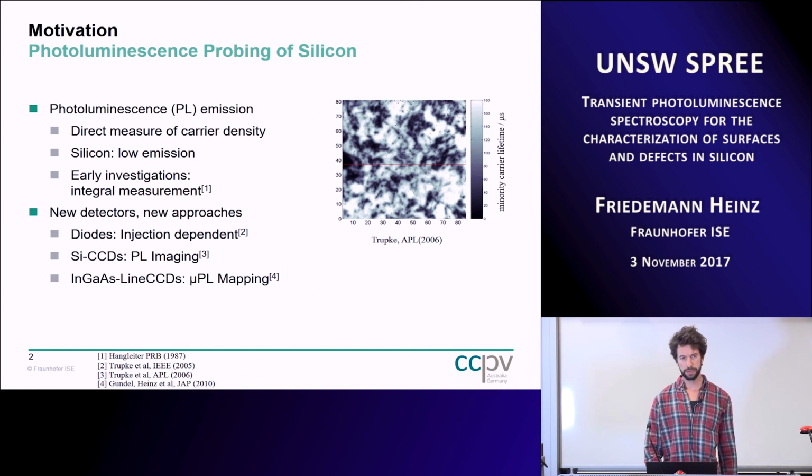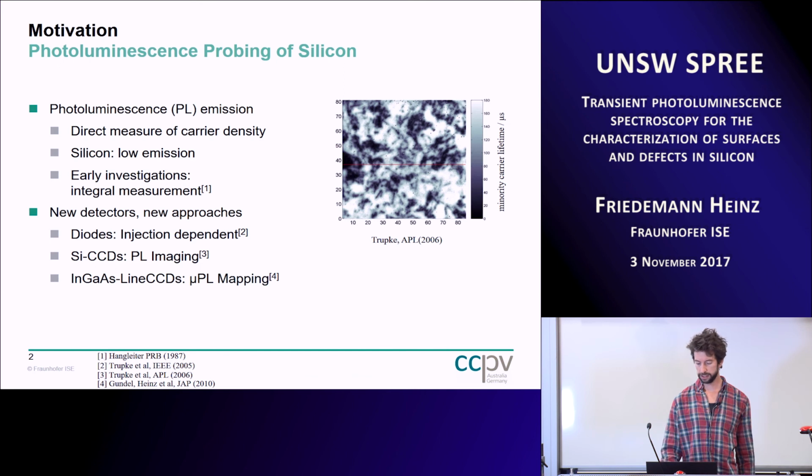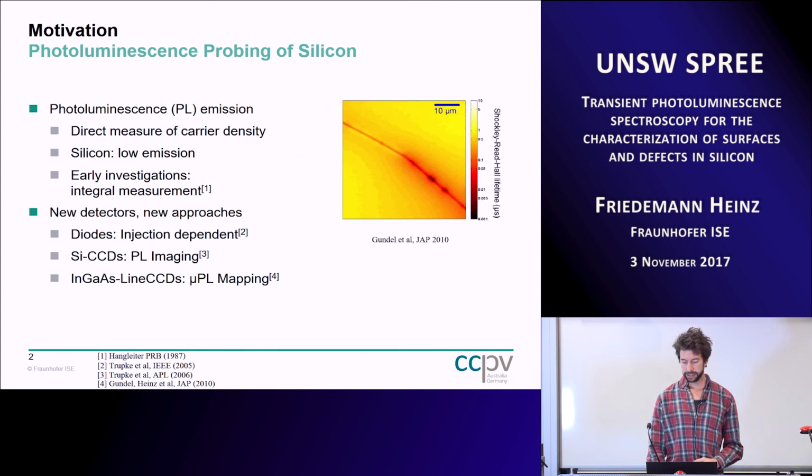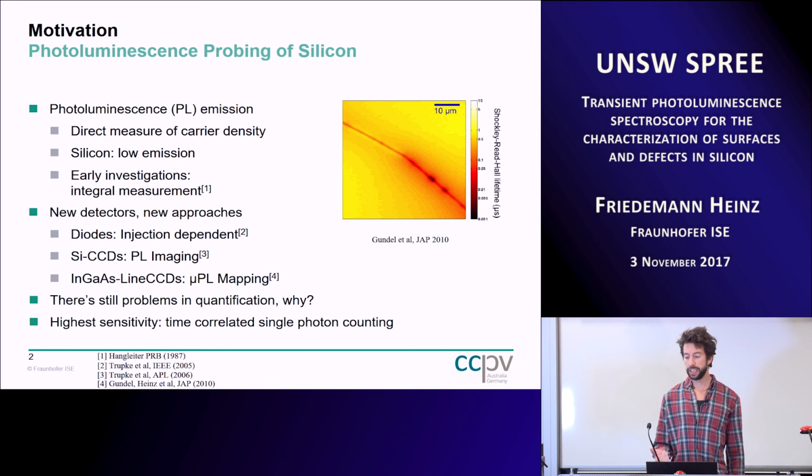Later, that was the work during my master thesis, my supervisor introduced InGaAs line CCDs to do microphotoluminescence mapping. So using a confocal microscope, doing pointwise excitation and pointwise detection. And this gives us highly resolved photoluminescence maps. With the drawback that we have to raster scan the sample, which takes a while, we get a very high spatial resolution. But still there were problems in quantification.